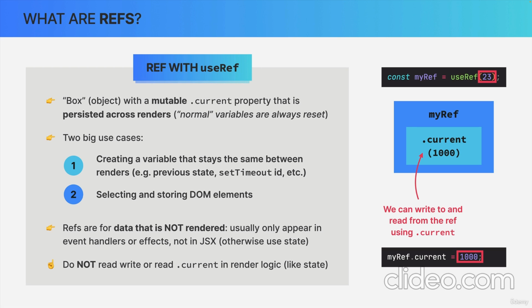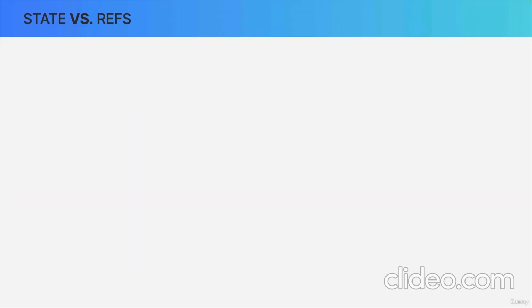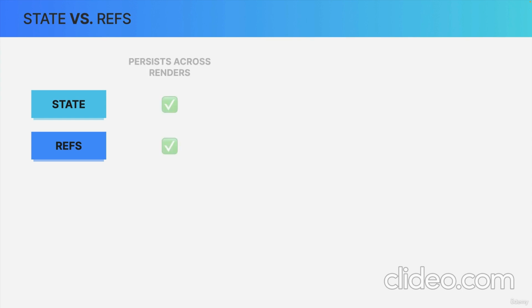Okay, now I've hinted a couple of times at all the similarities between refs and state, which is because these two are in fact quite similar. So let's now analyze what they have in common and what's different between them. So in a way, we can say that refs are like state, but with less powers. So what they have in common is that they are both persisted across renders. So the component remembers these values even after re-rendering. The big difference is that updating state will actually cause the component to re-render, while updating refs does not.